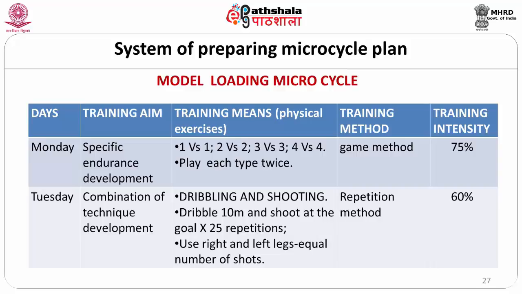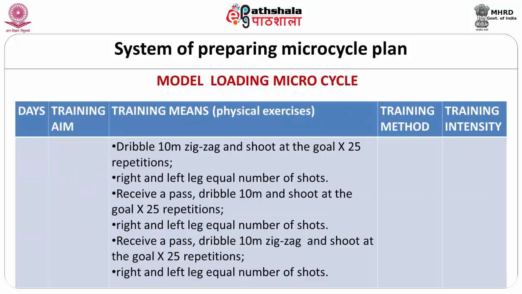Tuesday, combination of technique development, dribbling and shooting, repetition method, and 60%. The following are the exercises: dribble 10 meters and shoot at the goal 25 times. Use right and left legs, equal number of shots. Dribble 10 meters, zigzag and shoot at the goal 25 repetitions. Right and left legs, equal number of shots.